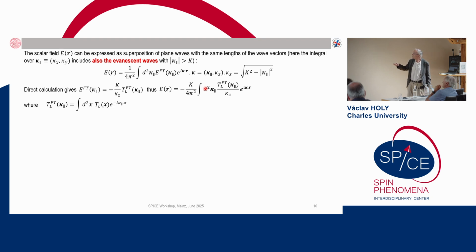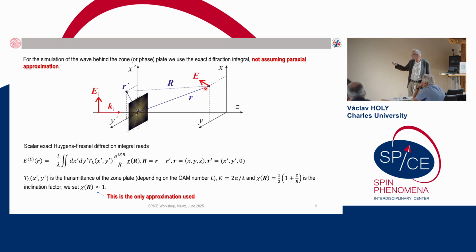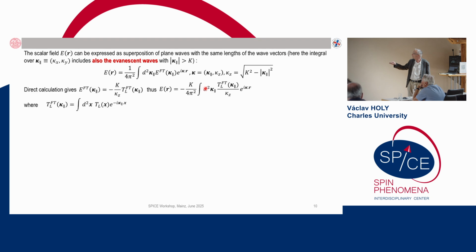And if we take this Huygens-Fresnel integral and do this Fourier transformation, we find that there is a quite simple expression for the wave behind the zone plate. Simply a superposition of plane waves, and the amplitude of each plane wave component is proportional to the Fourier transformation of the transmittivity of the zone plate divided by kz, which might be imaginary, of course.